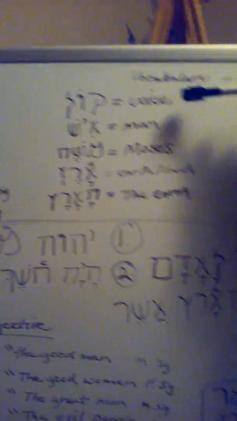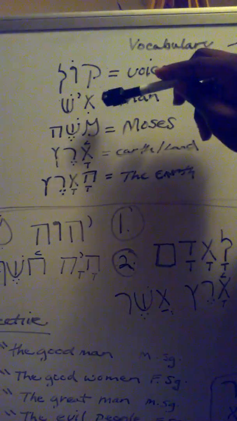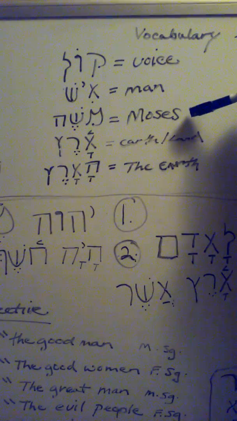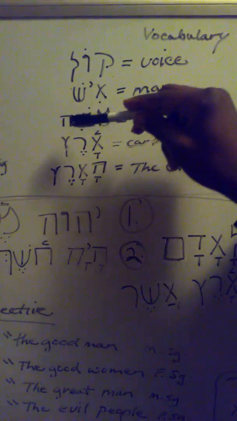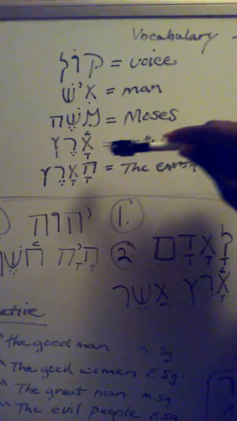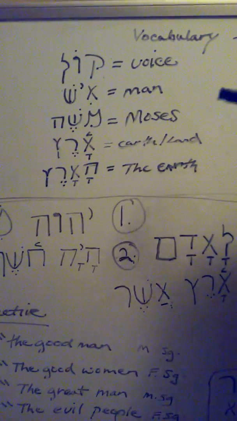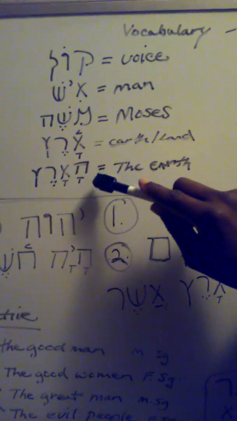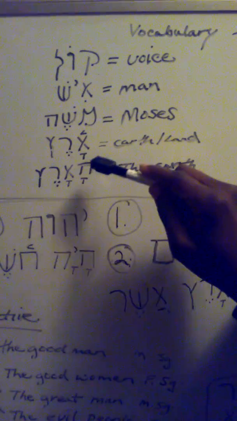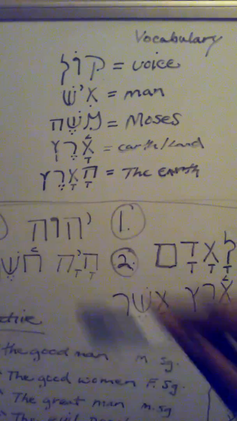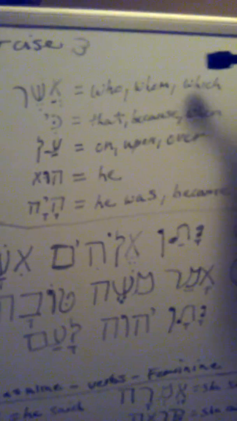Then we have the word for voice, kol. And then a very familiar word for man, ish. Then we have the word for Moses in Hebrew, Moshe. Then we have the word for earth or land, erets. But then if I want to say the earth, I would put the hey and the qamets, ha'arets. Then we have another word here for who, whom, and which.